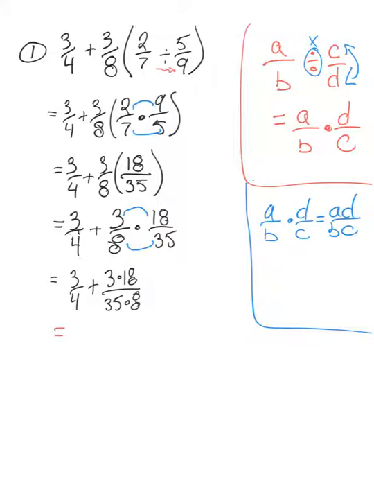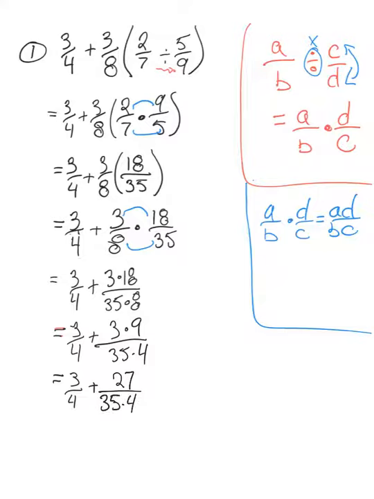We can reduce, though, by dividing things by 2: 3 times 9 over 35 times 4. So which equals 3/4 plus 3 times 9, which would be 27, over 35 times 4, which would be left as 35 times 4 for now. And you'll see why right away.